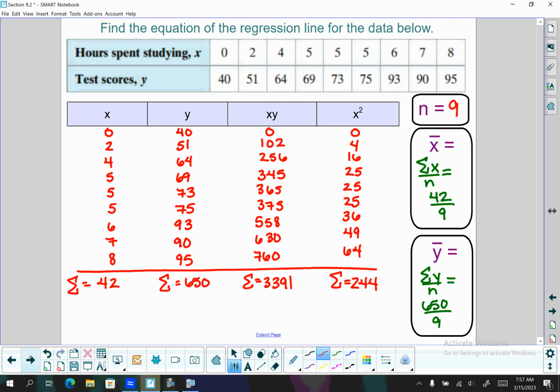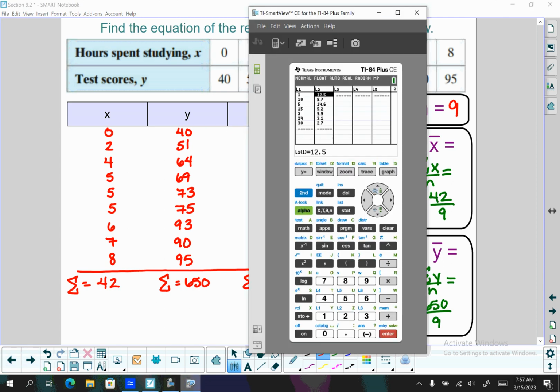All my data. Let me go back. Okay, so I had 0, 2, 4, 5, 5, 5, 6, 7, 8. Then 40, 51, 64, 69, 73, 70.